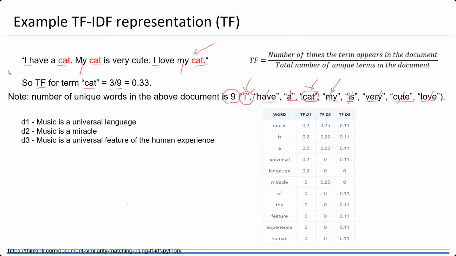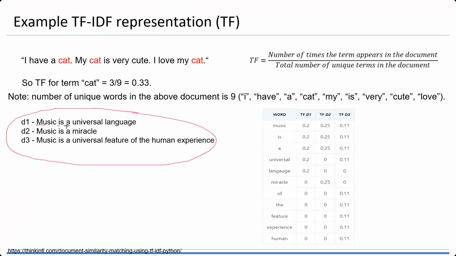So this is the same with this one. Music is a universal language. So how many unit terms do we have? 1, 2, 3, 4, 5. Okay, then it means every word, music is 0.2, is 0.2, a 0.2, universal 0.2, language is 0.2.